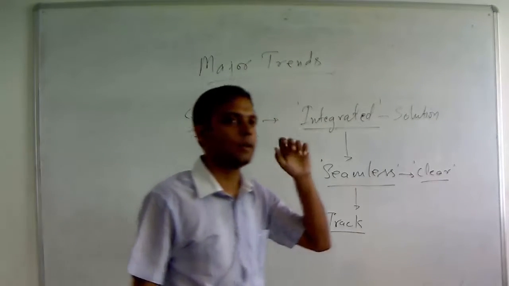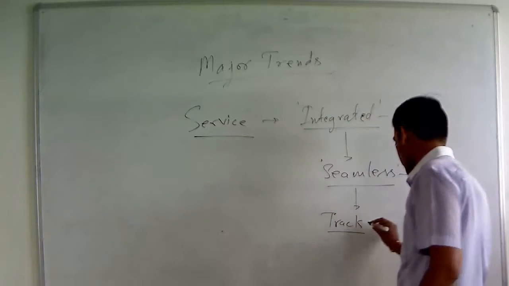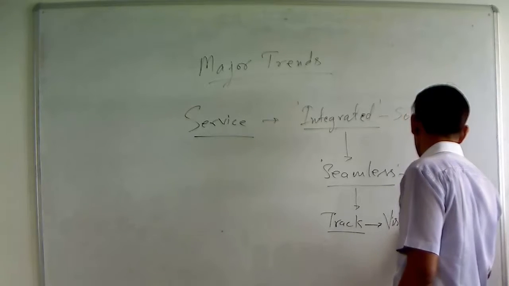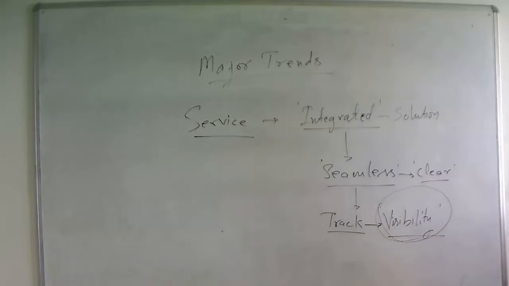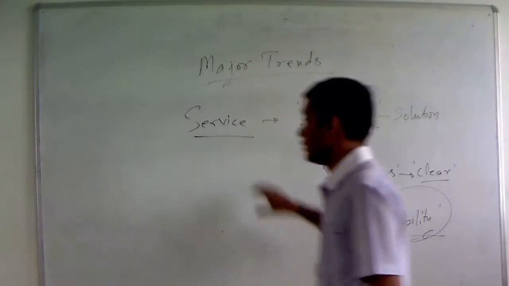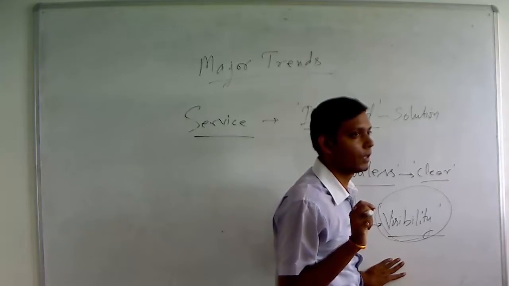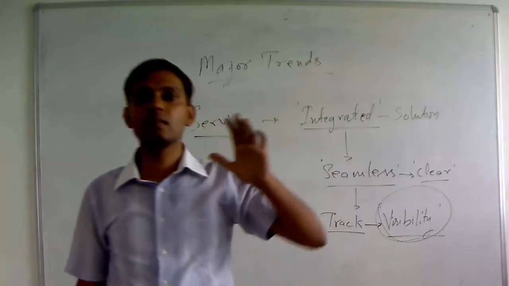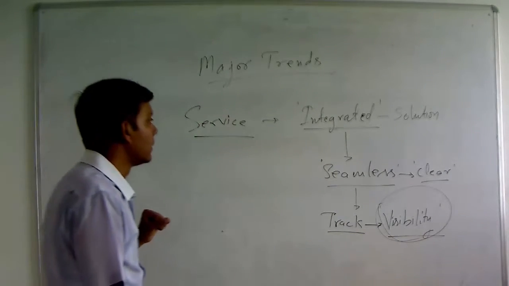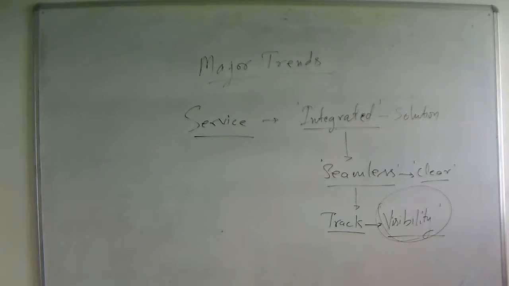So what ultimately does it give about the service? As a customer, I need to track my order, and this gives me more visibility. Now this visibility of service is very important in today's scenario. So if you are providing a service, these three things should be very clear and precise to you. If I am a service provider, I have to provide an integrated solution. That's a demand. Don't fool your customer, don't make extra efforts for the customer. Your service options, your service points should be seamless and clear to the customer. And you should give a tracking or visibility process.